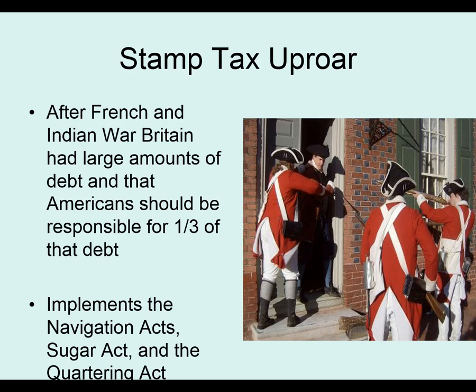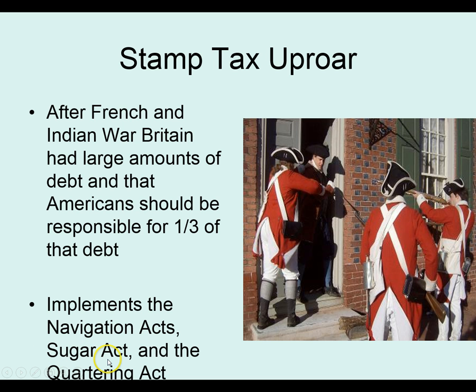And so what you see is Parliament, which is kind of like Congress for the United States in Great Britain, passes a series of taxes that the colonists are not too happy about. And some of the more namely ones, like you see down here, are the Navigation Acts, the Sugar Act, and the Quartering Act. Okay, obviously the Navigation Act has to do with who the colonists are able to trade with.